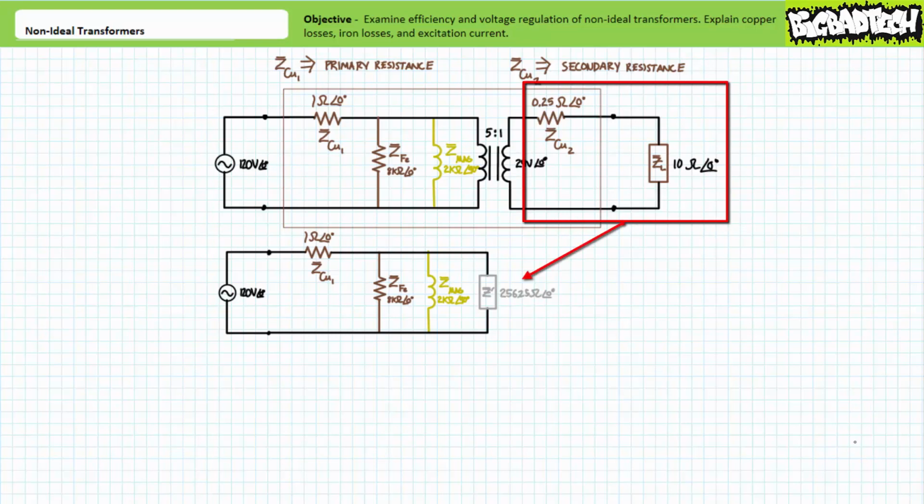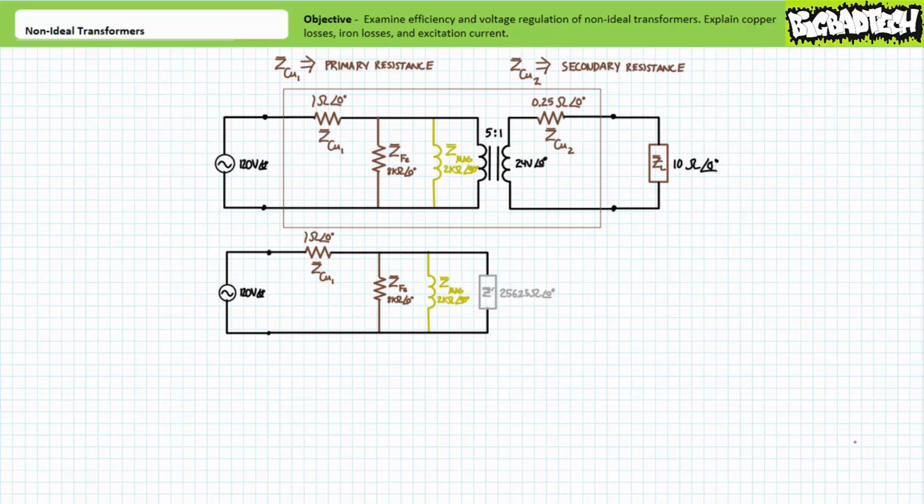Given load impedance is now in series with the internal resistance of the secondary winding, the primary sees an additional reflected impedance of the turns ratio squared times the series combination of the load impedance and the internal resistance of the secondary winding. In this scenario, the reflected impedance is 5 squared times 10.25, or 256.25 ohms at an angle of 0 degrees.